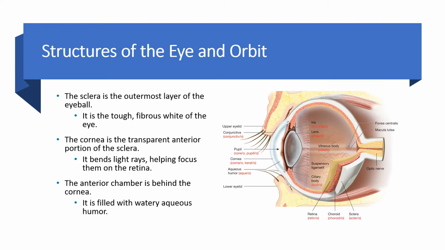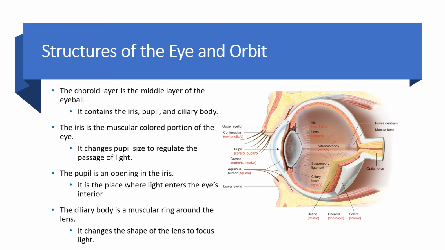Let's get a closer look at the structures of the eye and the orbit. The sclera is the outermost layer of the eyeball, and it's a tough, fibrous white tissue of the eye. The cornea is the transparent anterior portion of the sclera that bends light rays, helping to focus them on the retina. And the anterior chamber is behind the cornea. It's filled with watery aqueous humor.